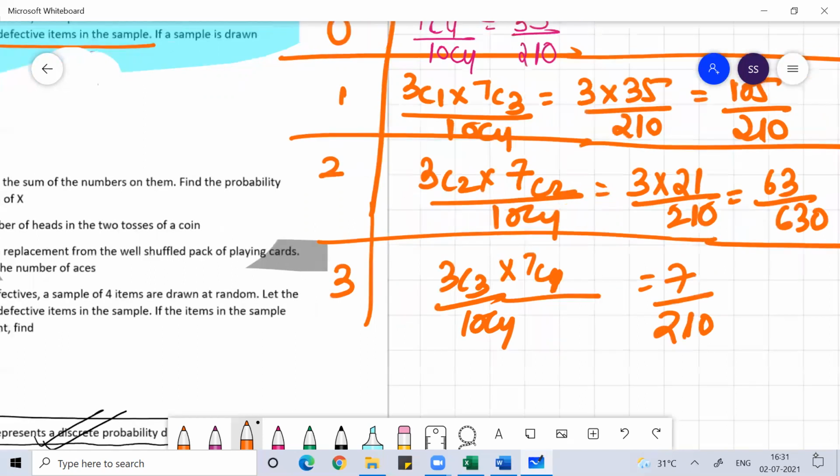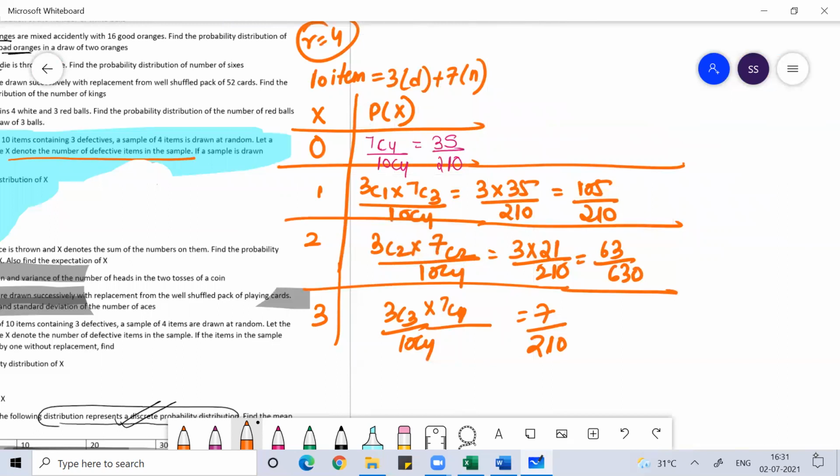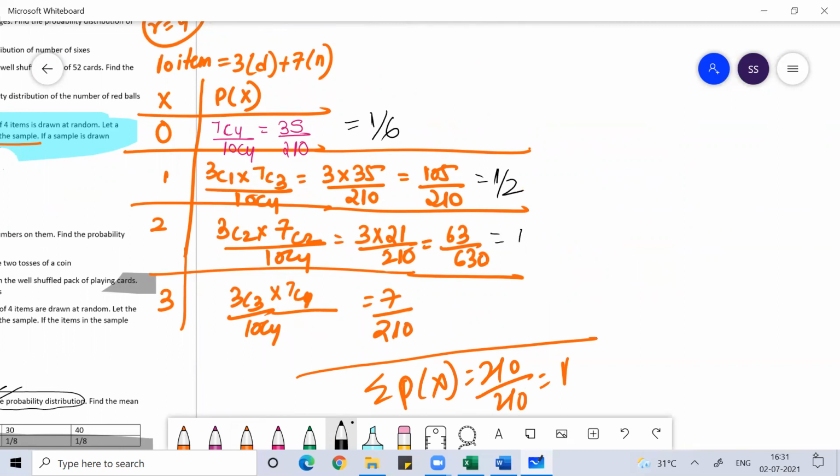So this would be the total probability distribution you can see. If you do the sum of the total probability, that should be 210 by 210, which should be equal to 1. If I want, I can simplify them. So 35 by 210 is 1 by 6. This is 1 by 2. This is 1 by 10. This is 1 by 30.